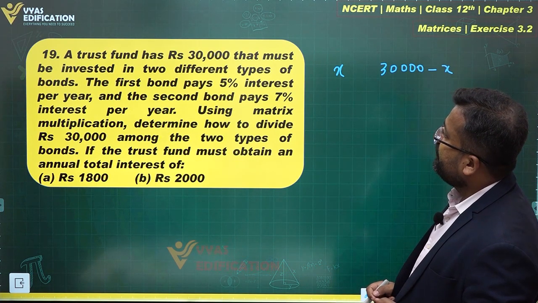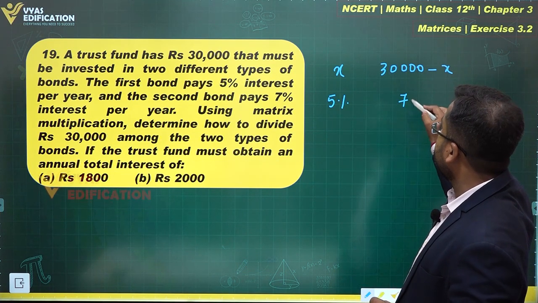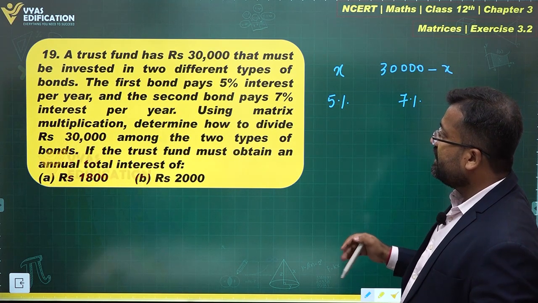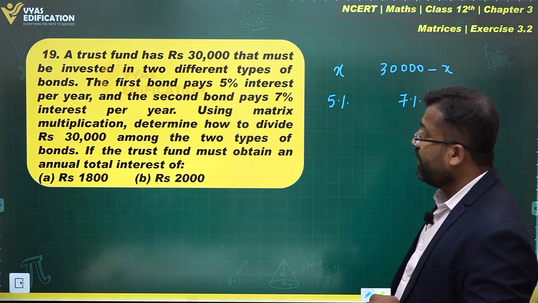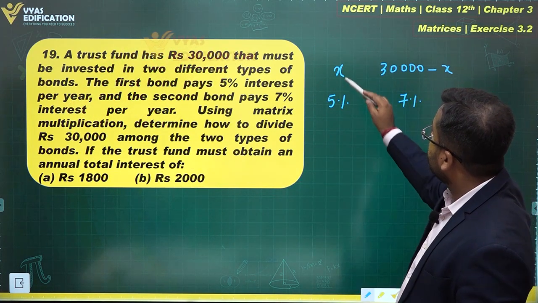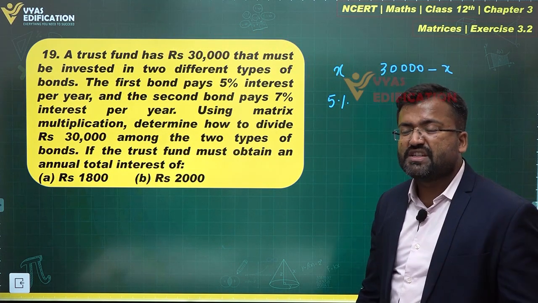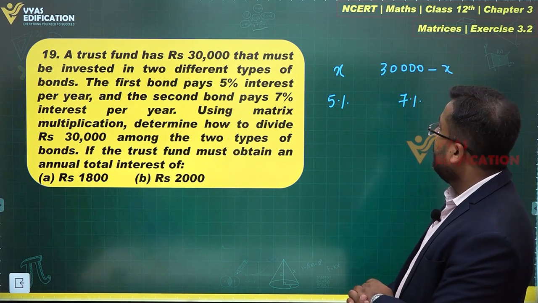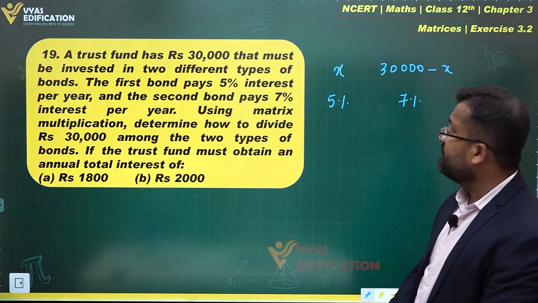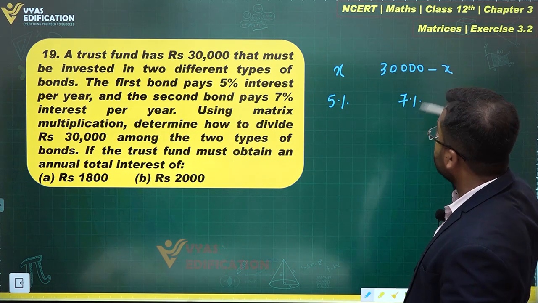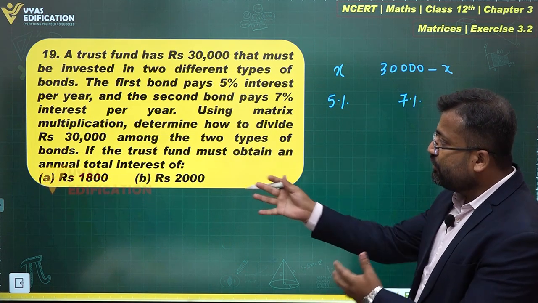Two different types of bonds. The first bond pays 5% interest. The other bond pays 7% interest. And on adding the interest, what we get is the total interest, which is 1800, right? So this interest would be 5% of X, that will be equal to X times 5 by 100, right? Yes, 5% of X is 5 by 100 times X. 7% is 7 by 100 times 30,000 minus X, right? And that sum total should be equal to 1800.